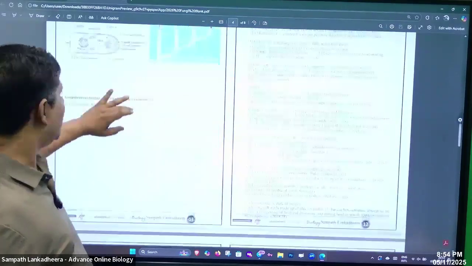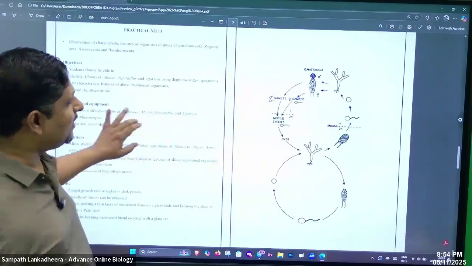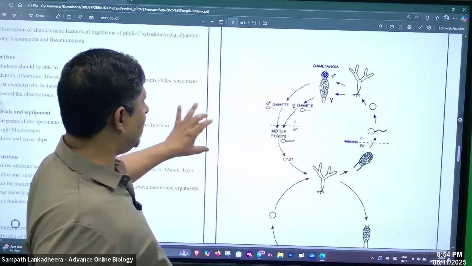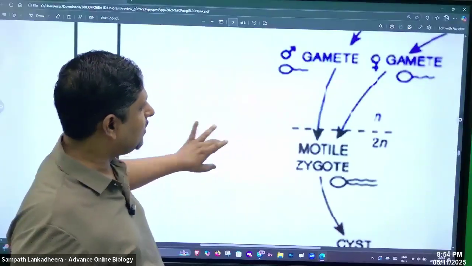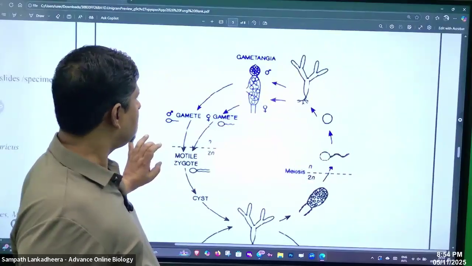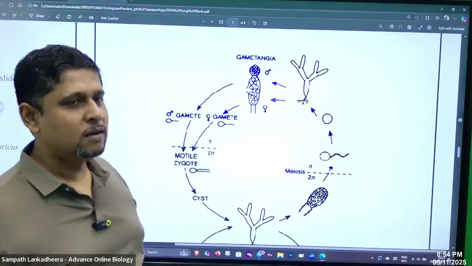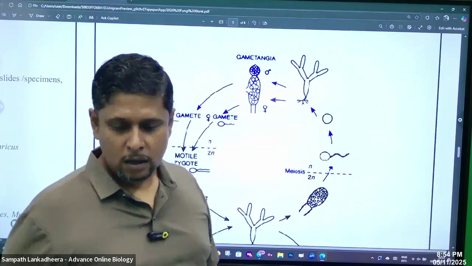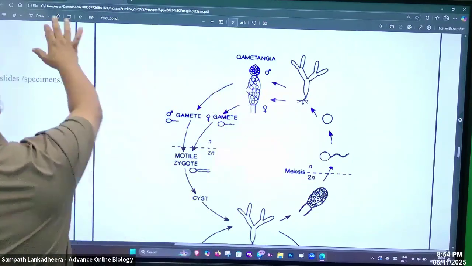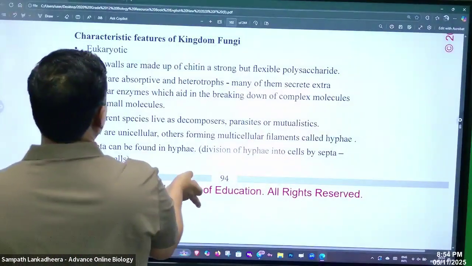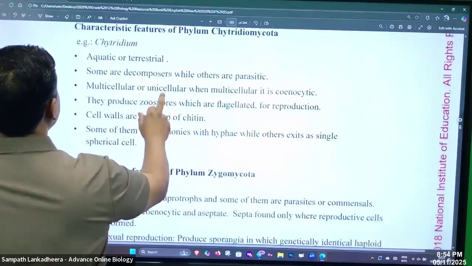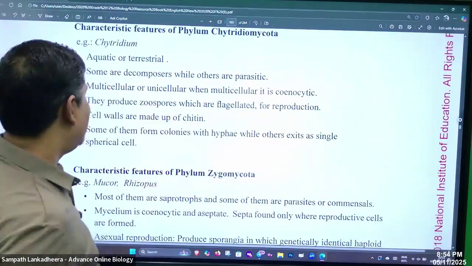Right, people. It's time to learn about Chytridiomycota. You don't have to learn the life cycle. What you need to know is the general features of fungi, the characteristic features. Look at these Chytridiomycota features, people.